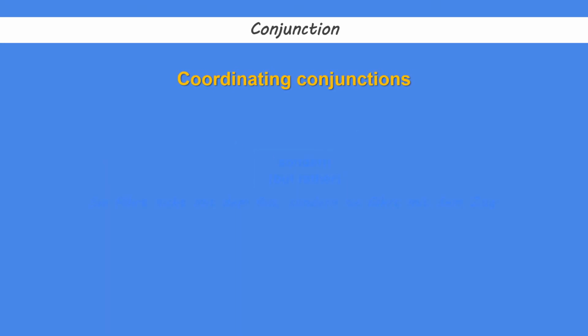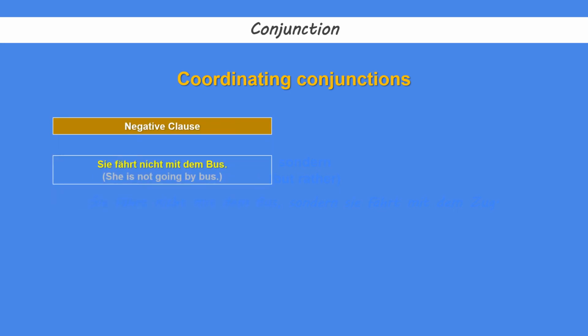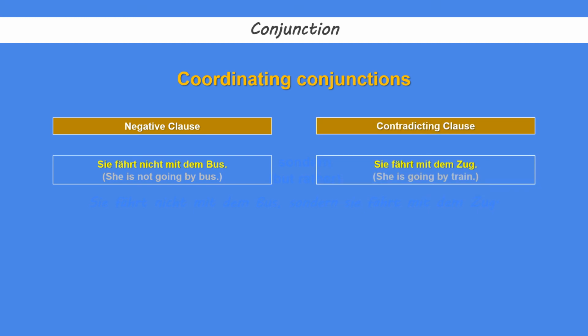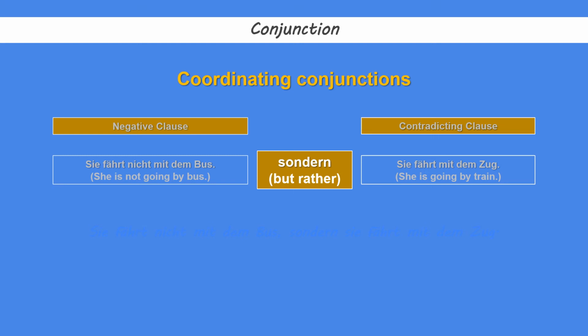Sie fährt nicht mit dem Bus. She is not going by bus. Sie fährt mit dem Zug. She is going by train. Sie fährt nicht mit dem Bus, sondern mit dem Zug. She is not going by bus but rather by train.